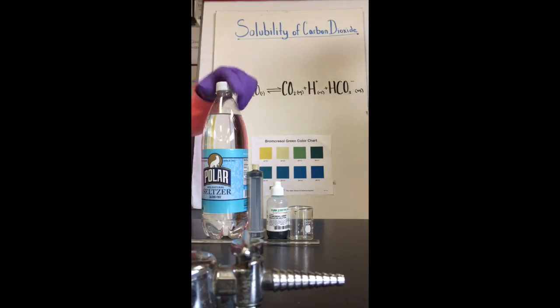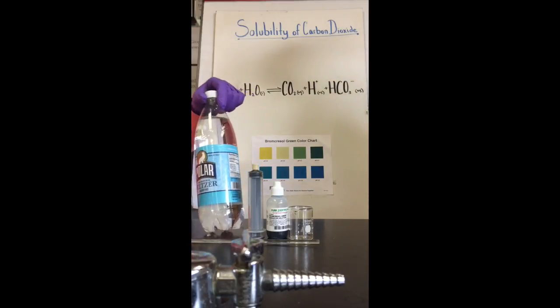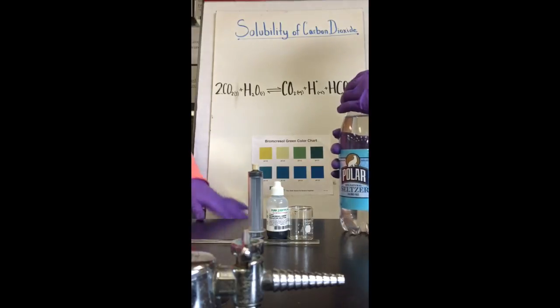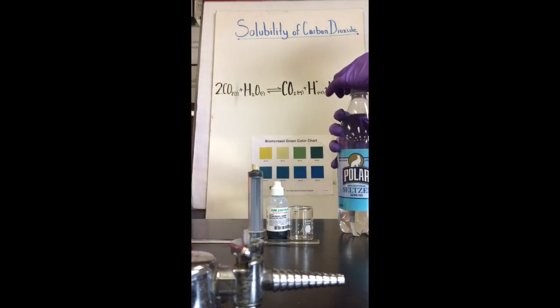So now Martha's going to take some of this seltzer water, which has the carbon dioxide dissolved in it to make it fizzy, which is also called carbonic acid. She's going to pour about 10 milliliters in the beaker.